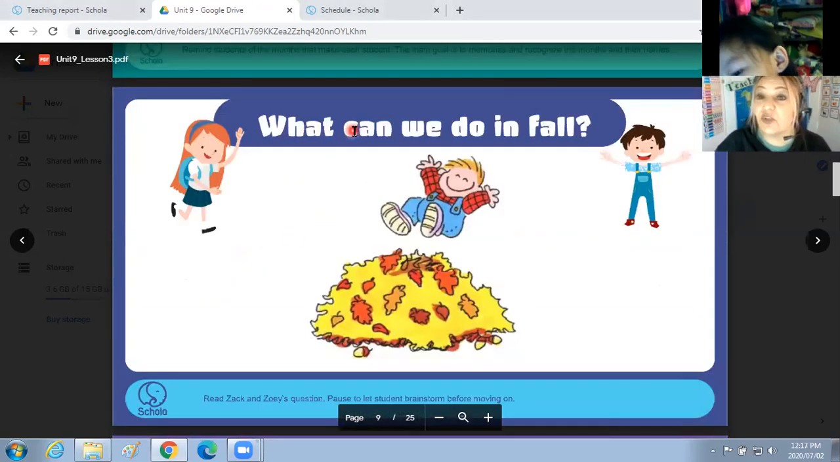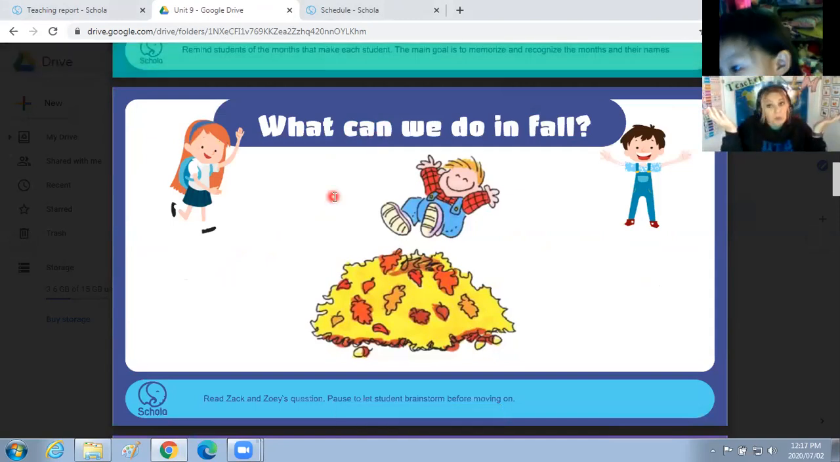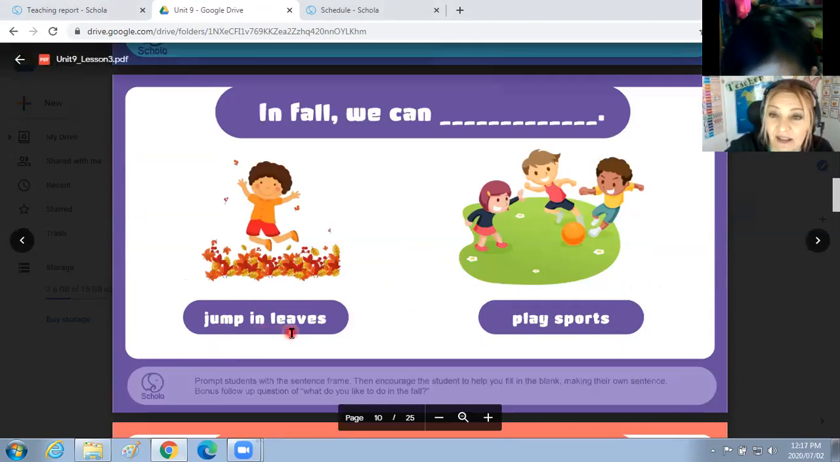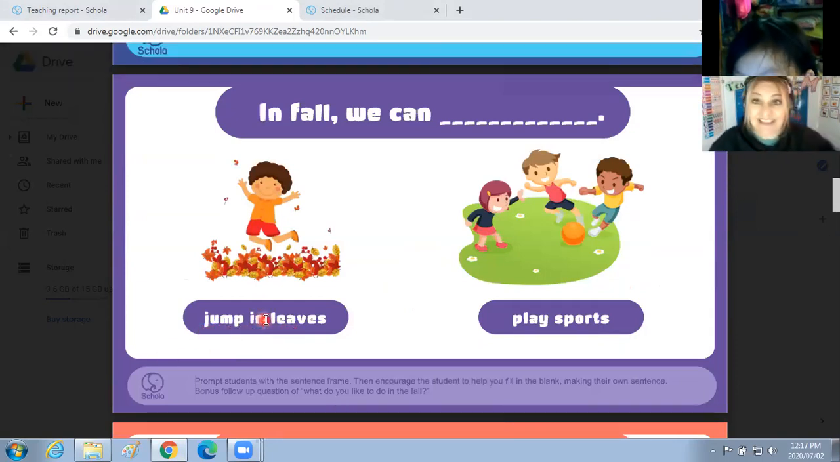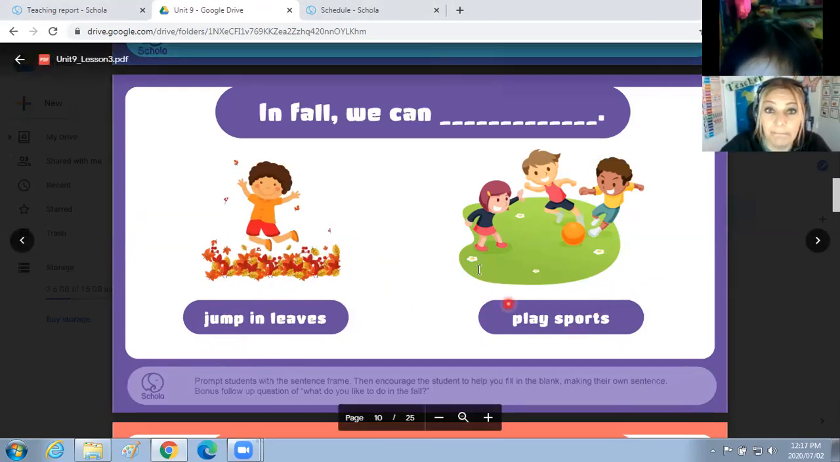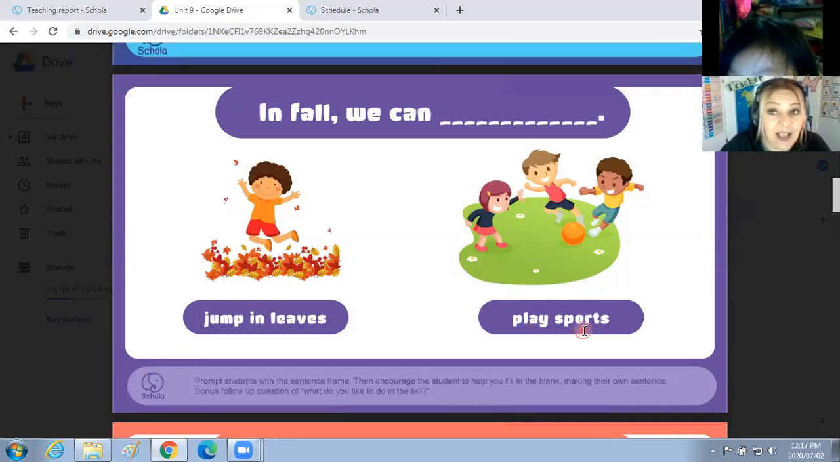What can we do in fall? We can? Jump. Yes. Jump in. What are these? Leaves. We can play. Play ball. Sports. Play sports. That's it.